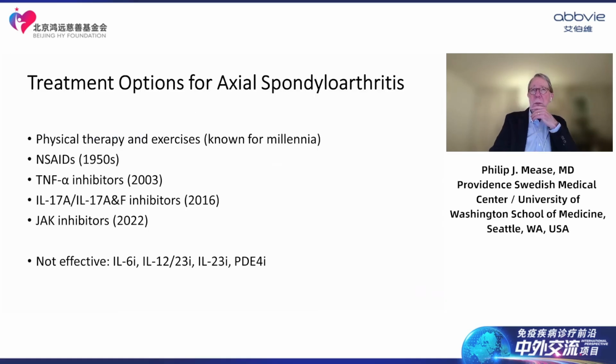Now, as mentioned, the treatment options are much slimmer for axial spondyloarthritis. We do encourage patients to be in some form of physical therapy and exercise. We like to use nonsteroidals. And then, as mentioned, are the TNF, IL-17, and JAK inhibitors. But there are a number of treatment classes that are not effective, including IL-6 inhibitors, which are used in rheumatoid arthritis, IL-12/23, IL-23, and PDE4 inhibitors, which are used in psoriatic arthritis.